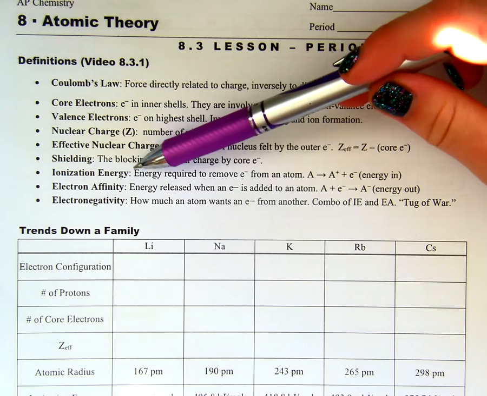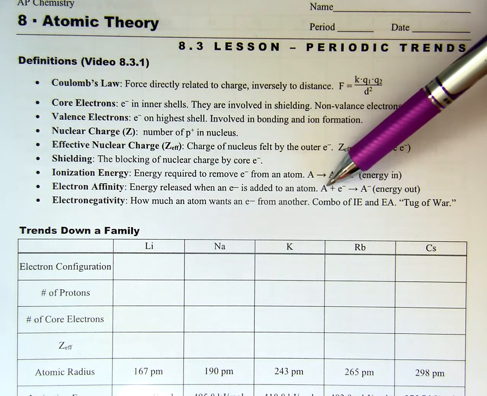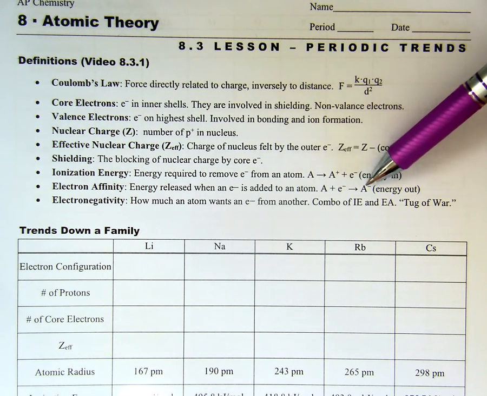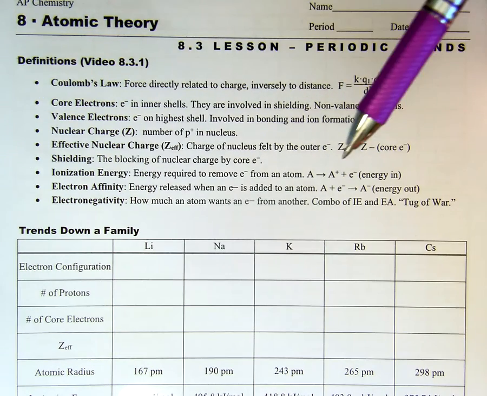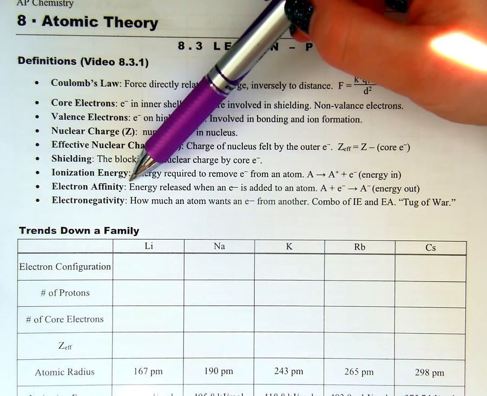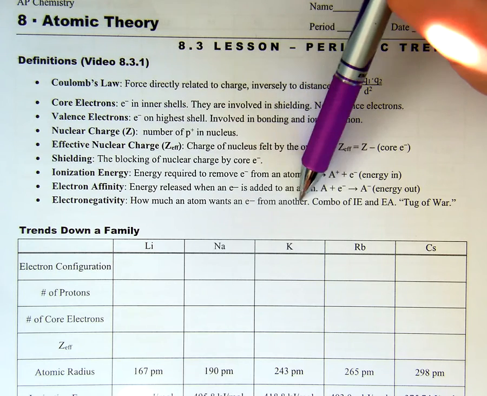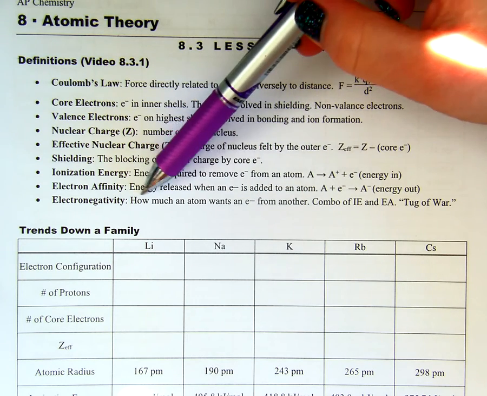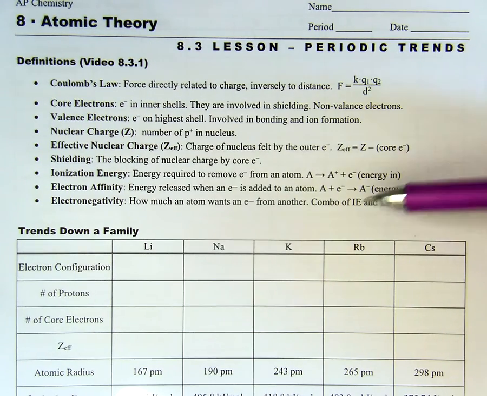Electron affinity is the energy that's released when an electron is added to an atom. So any atom plus an electron forming an anion here, that's when we had to take energy out. And electronegativity is kind of a balance of the two. It's a combination of ionization energy and electron affinity. And basically it just tells us how much an atom wants an electron from another one. So it's how greedy it is kind of for electrons. And that's kind of a tug of war between ionization energy and electron affinity.